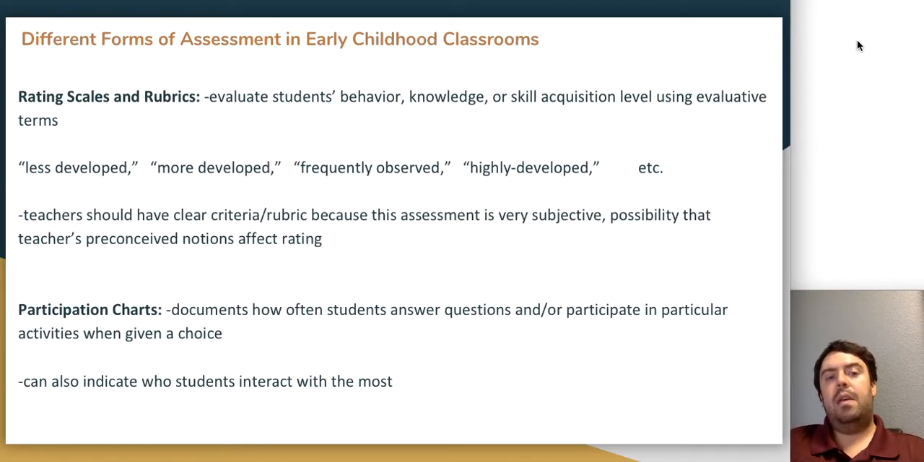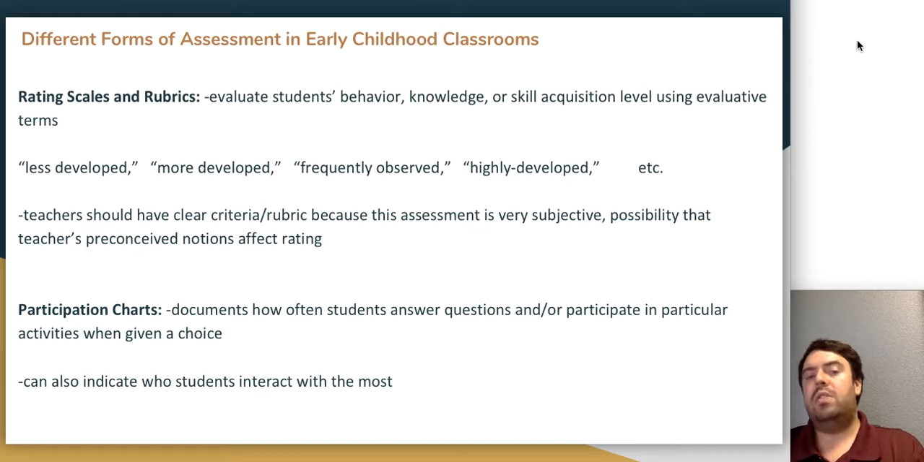Another type is a rating scale or rubric. So basically you provide some comparative terms like less developed, somewhat developed, more developed, frequently observed, or fully developed. All of these are comparative terms, and you would rate students on either their behavior, their knowledge, or their acquisition of a skill based on that scale or rubric.